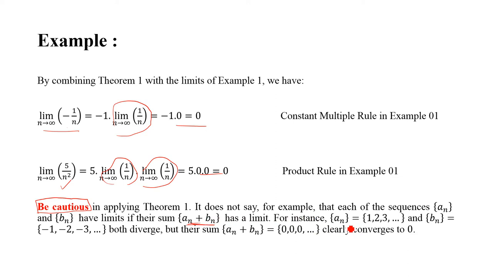For instance, we have a sequence a_n: 1, 2, 3 and so on. b_n is also a sequence: minus 1, minus 2, minus 3. Both of the sequences are divergent, but their sum is convergent, because clearly it converges to 0. Every term of this sequence is 0.